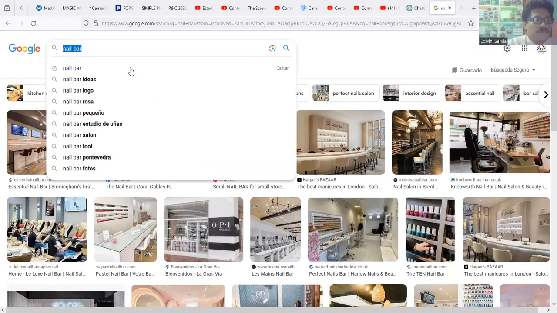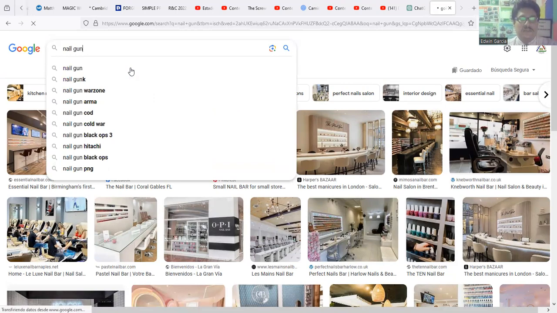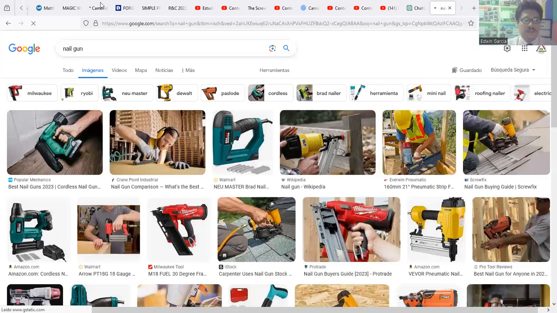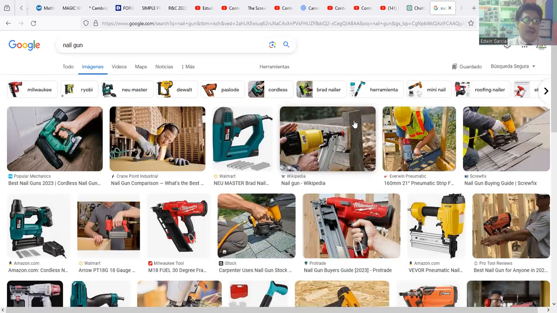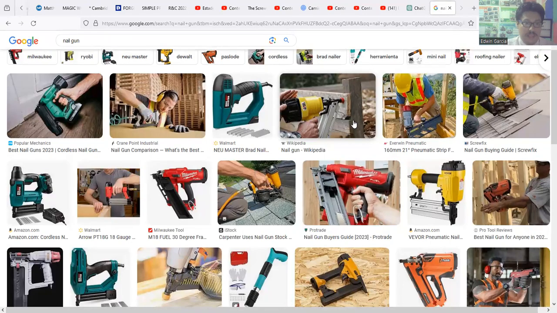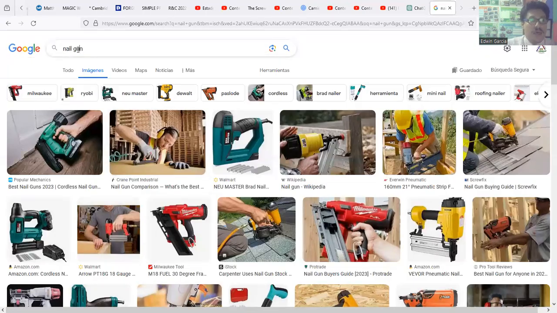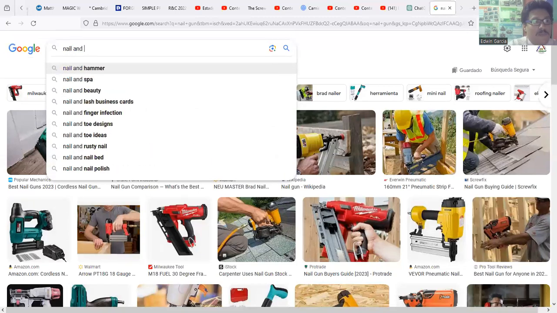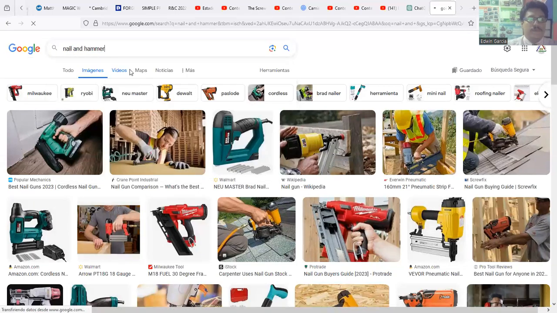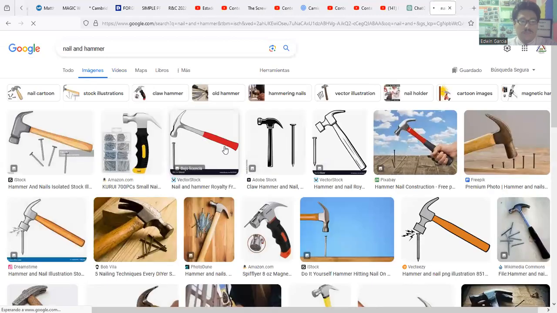Well, for example, we can talk about a nail gun. Pay attention to this nail gun. What is a nail gun? Well, here's one of these. This is for shooting nails in an automatic way. A nail gun. Okay? And we can talk about a nail and a hammer. This is the tool. Nail and hammer.